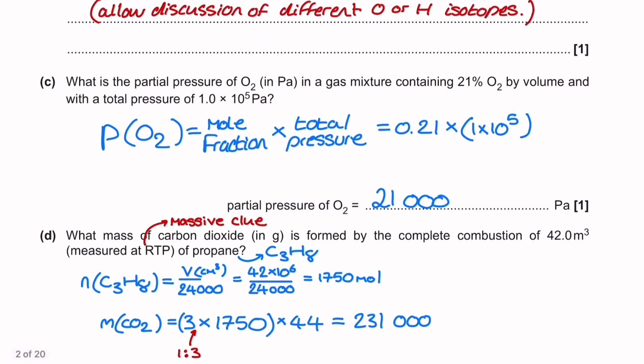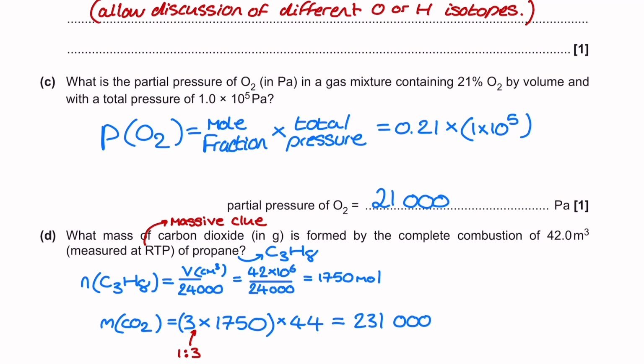Next up, what is the partial pressure of oxygen in pascals in a gas mixture containing 21% oxygen by volume and with a total pressure of 1 × 10^5 pascals? This is a bit of a weird question, but it's a nice application of what does mole fraction really mean, comparing it to this percentage by volume figure. Well, 21% of 100% is a little bit like a mole fraction in a way.